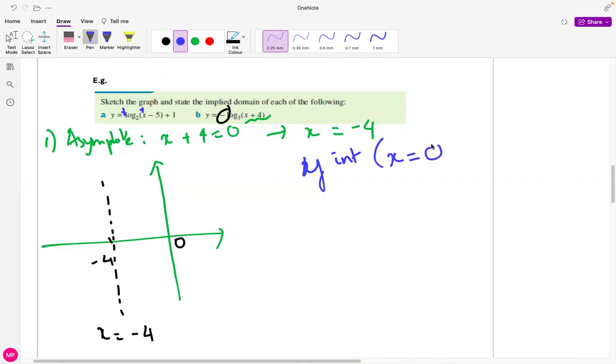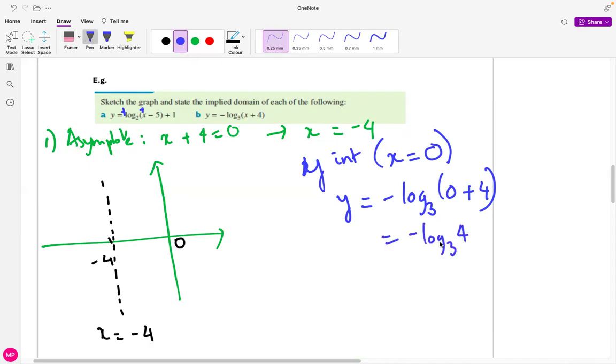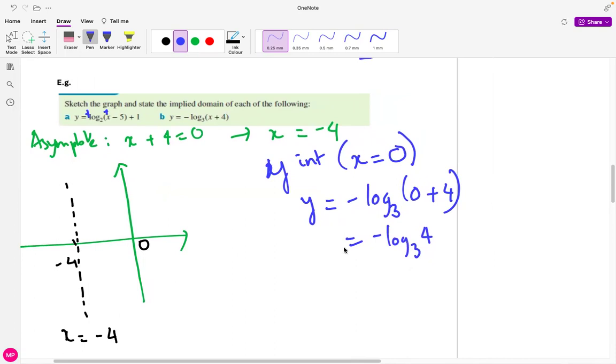To find the y-intercept, we let x equal 0. So we have y equal negative log 3 of 0 plus 4. 0 plus 4 is 4. So we have negative log 3 of 4. You don't know the exact value for it, but you can sort of estimate it.